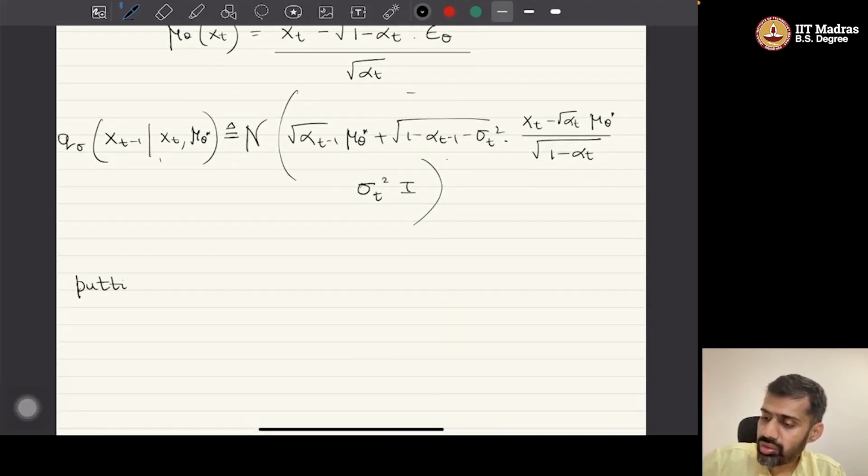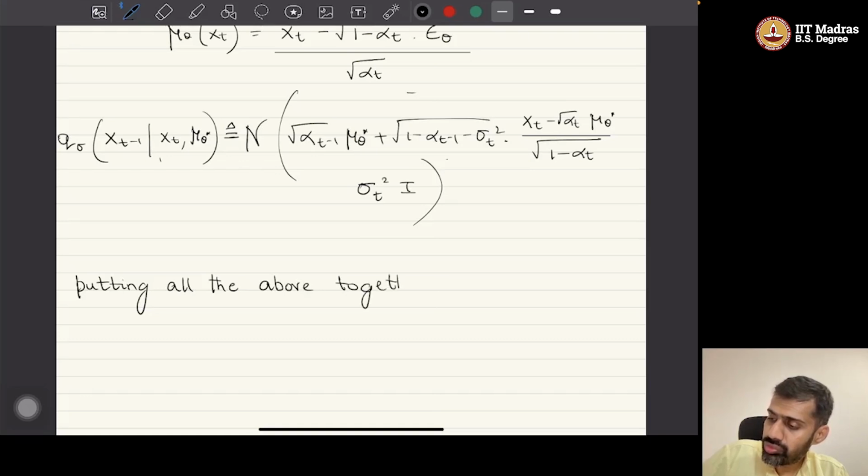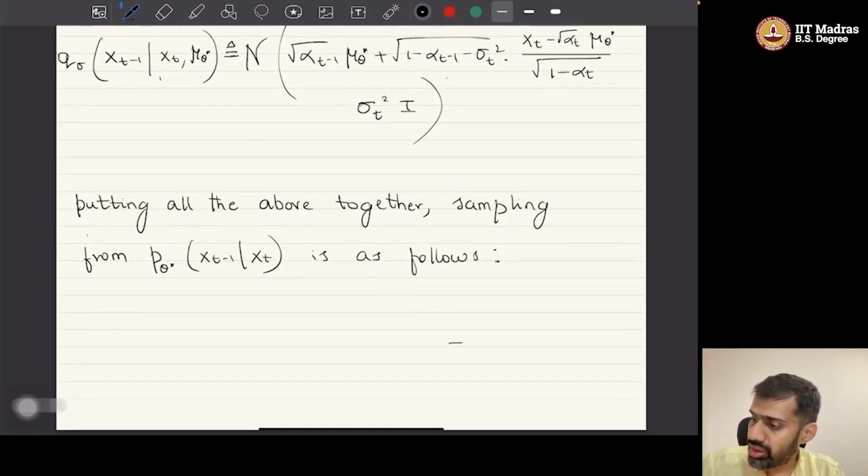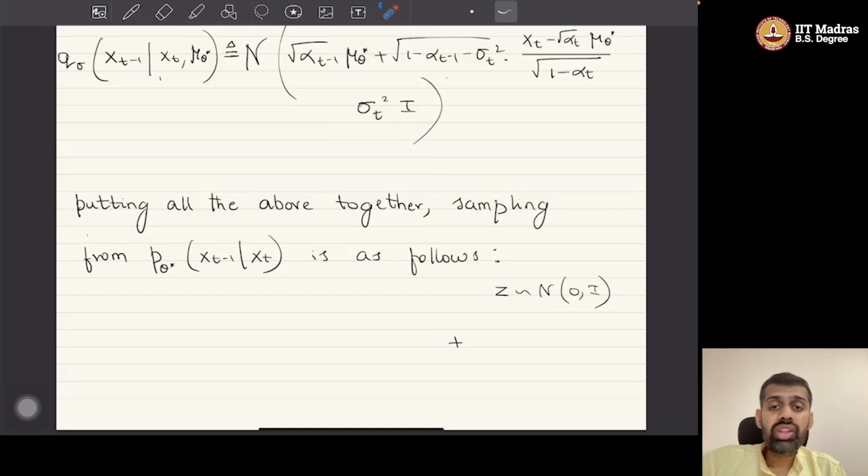Putting all the above together, sampling from p theta star of x_{t-1} given x_t is as follows. We know that it's a Gaussian distribution, right? How do we sample from a Gaussian distribution? As usual, we start with some z, that is normal 0, 1. Okay, and we take that, and we need the variance to be equal to sigma t squared. So therefore we'll write this as sigma t times z.